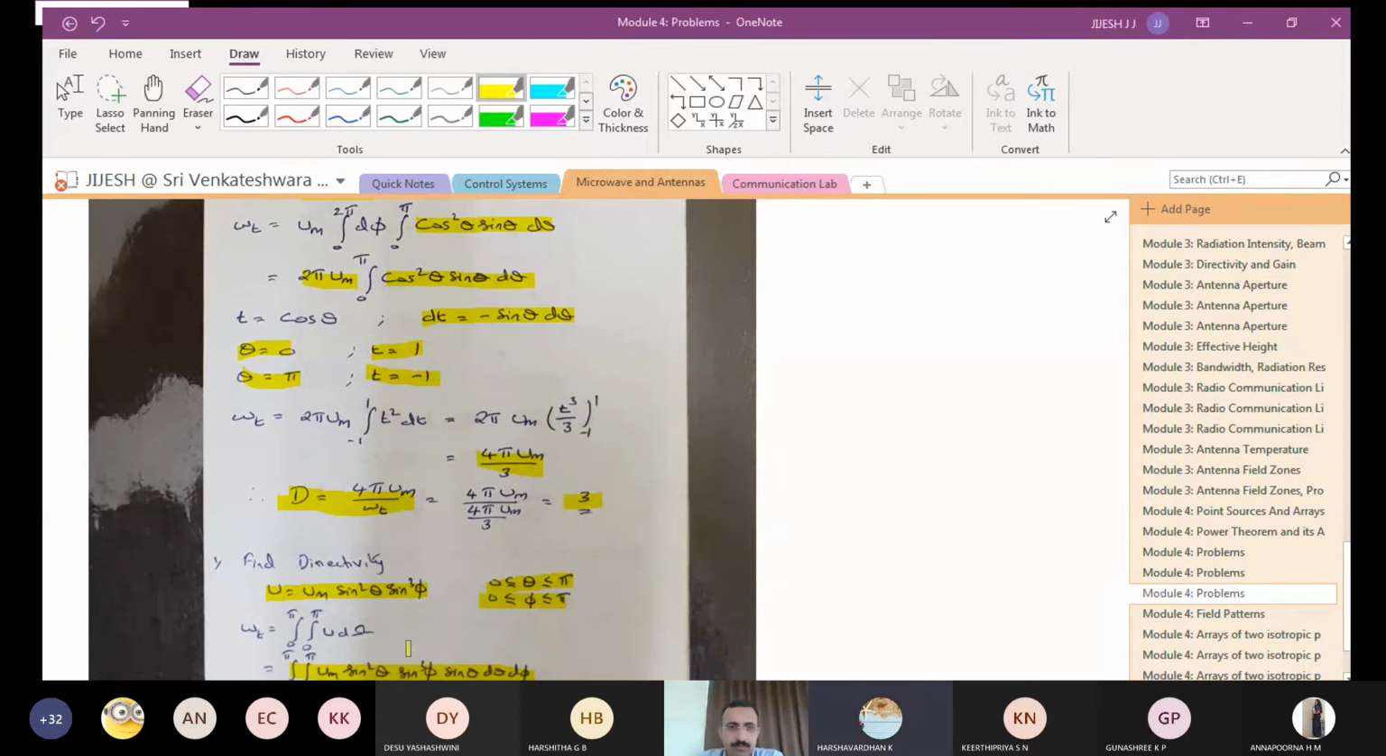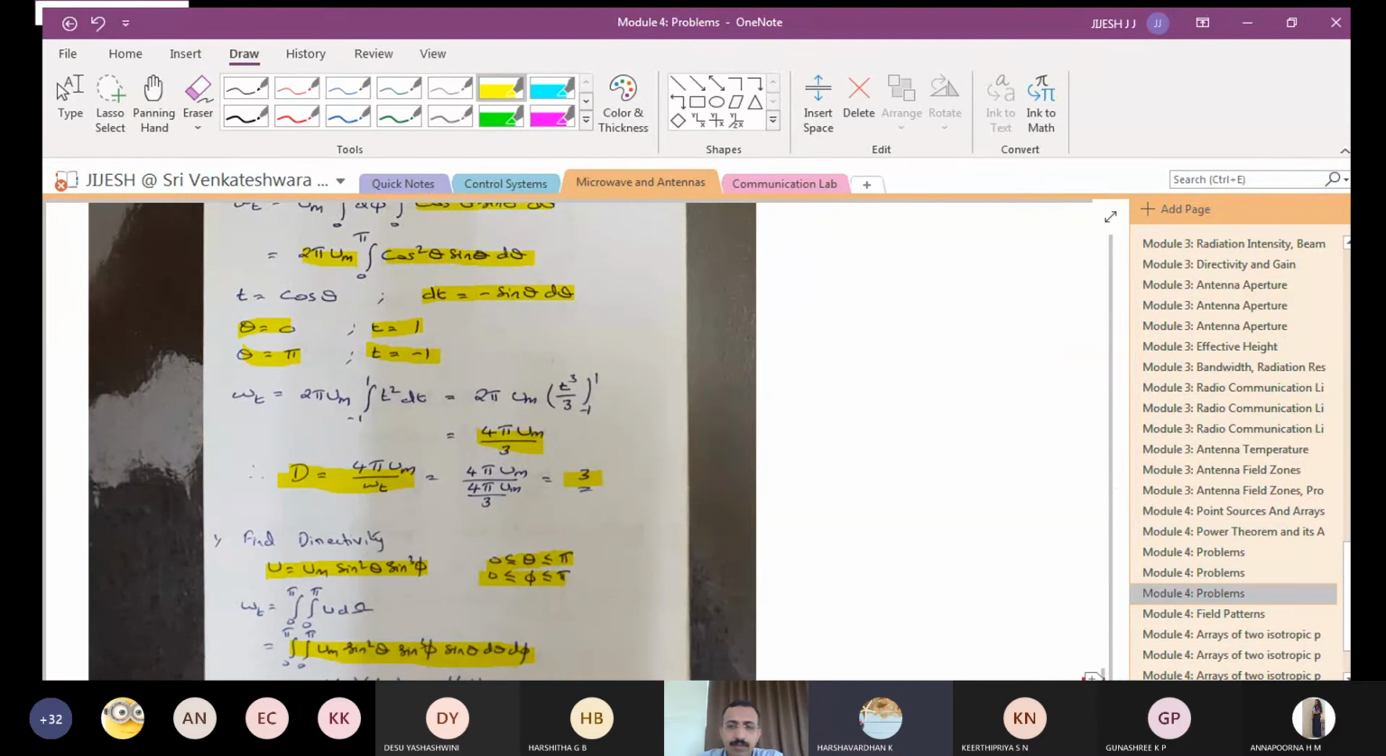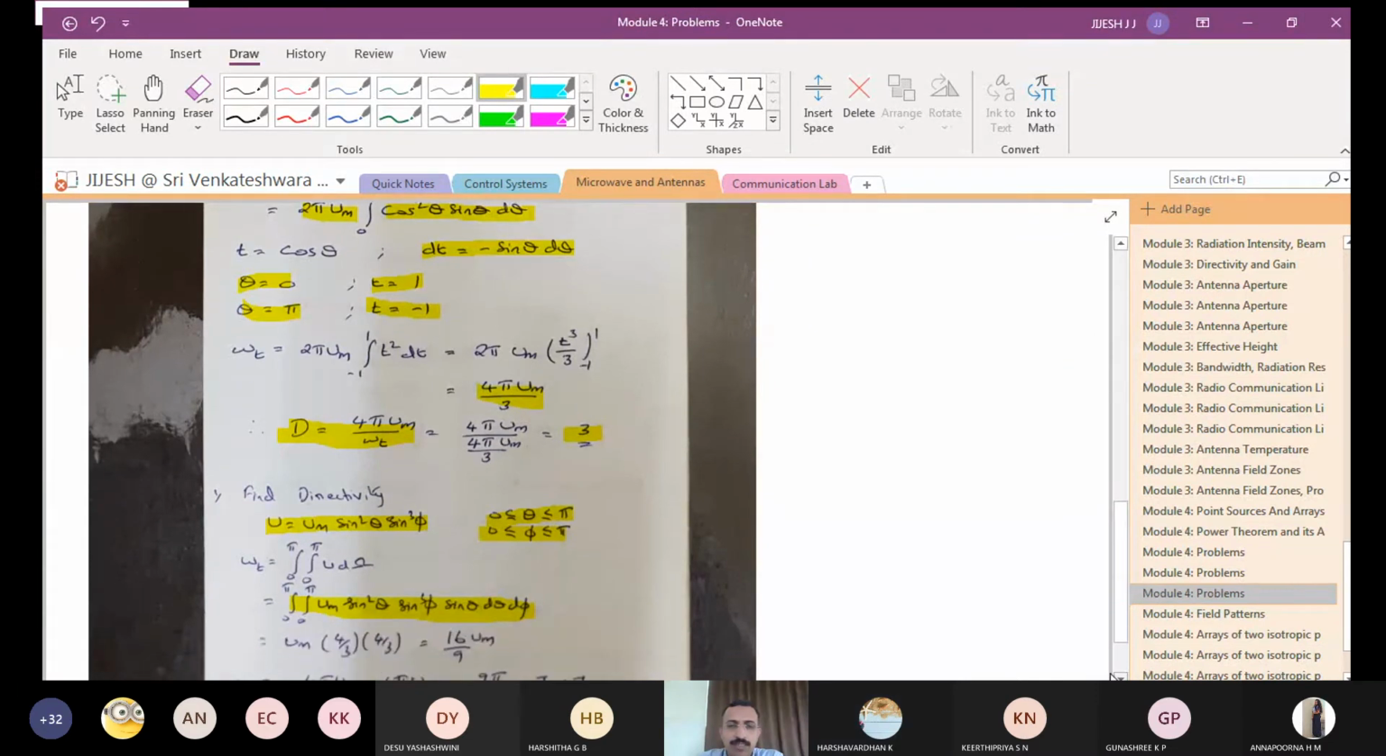16 Um by 9, sir. You are saying the answer for WT? WT is 16 Um by 9. I have already done the calculations for sine cube theta. You know that it is 4 by 3. Sine cube phi also for the limit 0 to pi will be 4 by 3. So you'll get 16 by 9 Um.